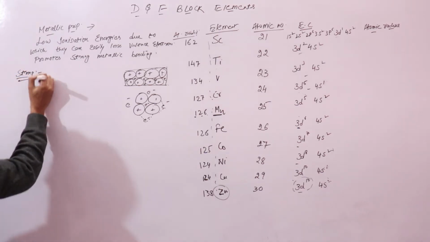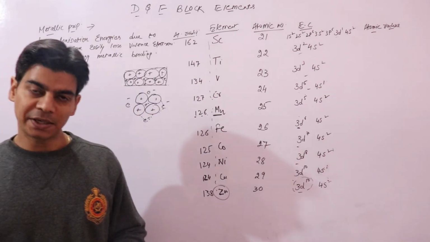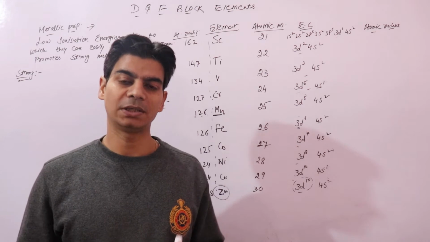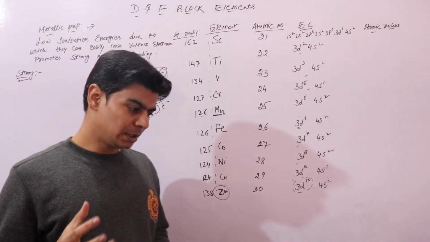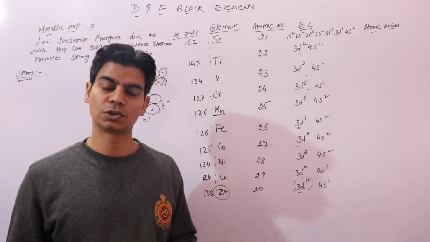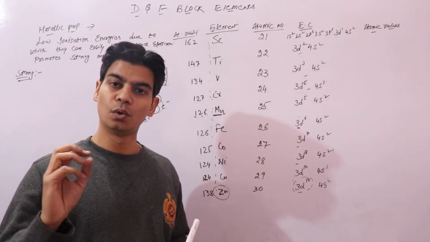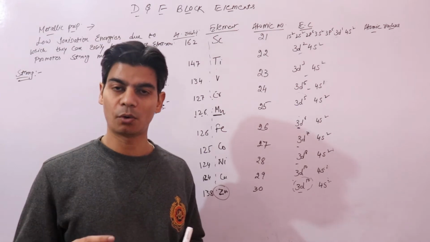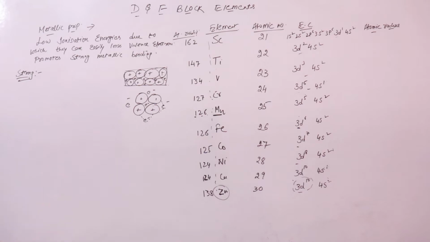Now these transition metal atoms are strong. Their strength indicates the presence of covalent bonds. If you remember, diamond is the hardest substance. Diamond is very strong. These metals are also hard and strong. Diamond has strong covalent bonds, and that is why it is strong. Similarly, these metal atoms also possess covalent bonds, due to which these metals are hard.